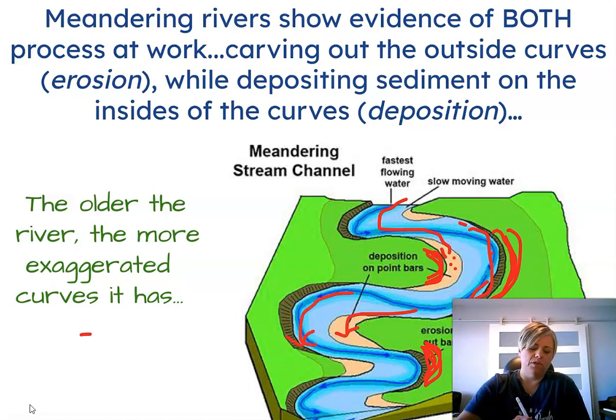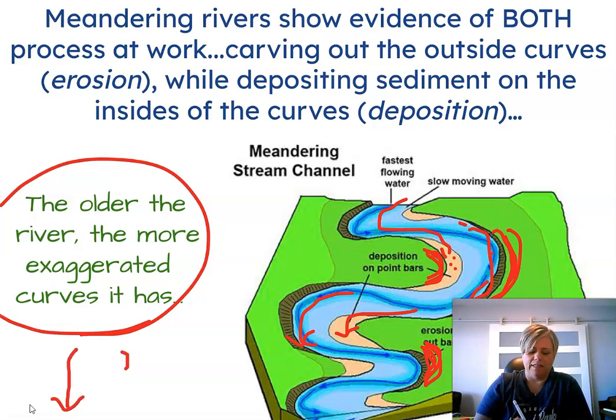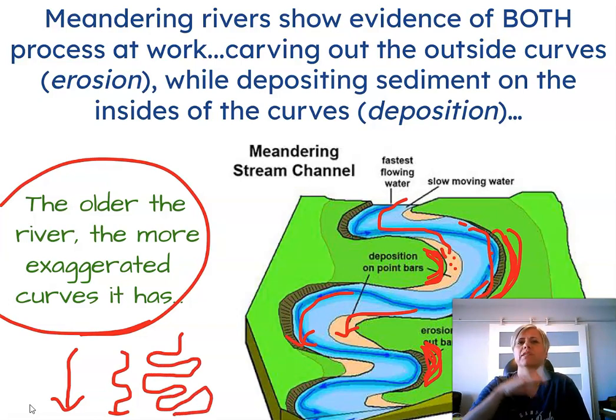So the older the river, the more exaggerated curves it has. So that's kind of like saying, you know, a younger river is flowing fast and straight, but as it gets older over time, it starts to meander. And then you've got really old rivers starting to really meander as they cut into the landscape. Pretty cool.